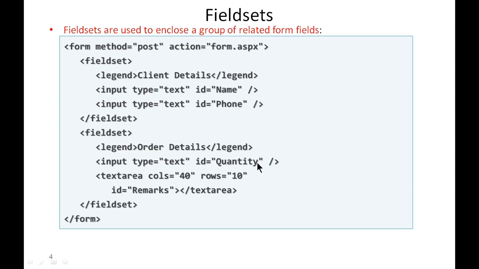Okay, we have to give a text area. What is a text area? It is a multi-line input field. Text area cols is equal to 40, rows equal to 10. So this text area has columns equal to 40, rows 10, id is equal to remarks. So in the text area we will write remarks of the orders, slash text area, slash field set and slash form.